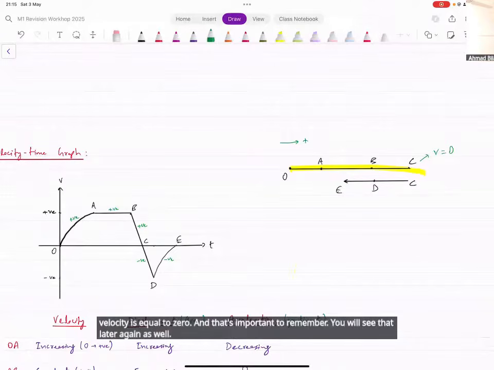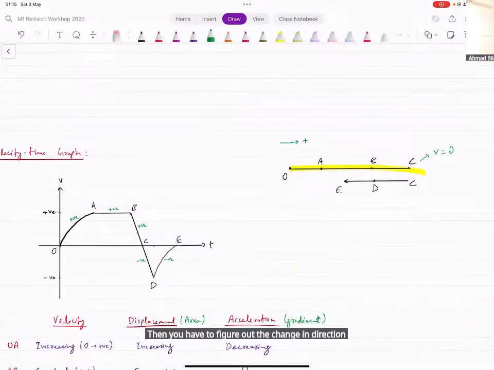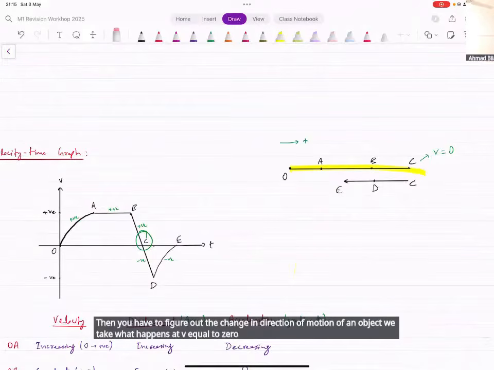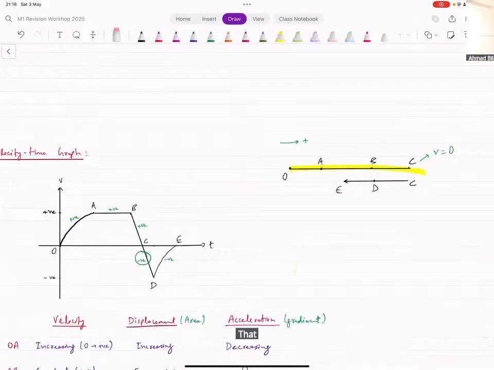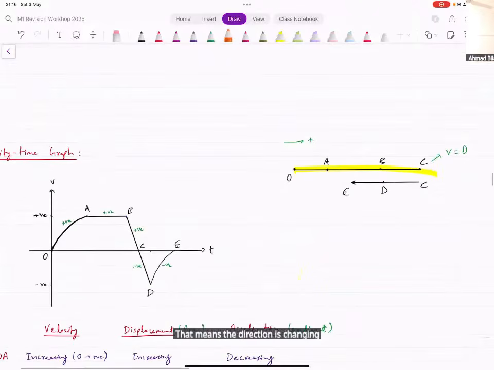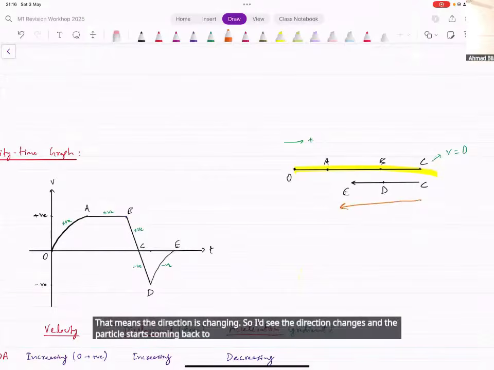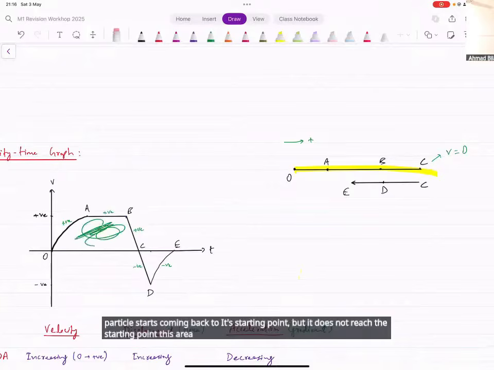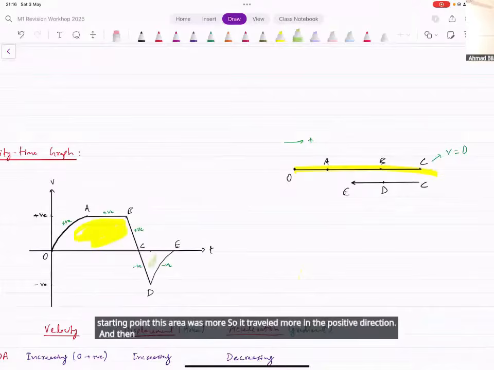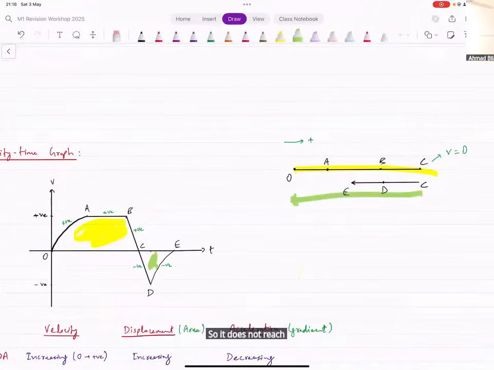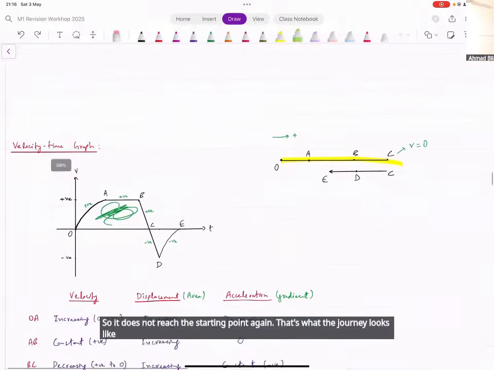When you have to figure out the change in direction of motion of an object, we check what happens at v equal to zero. So when v is equal to zero, that is the point when the direction changes, because the particle is going from positive velocity to negative velocity, or from negative to positive. That means the direction is changing. So at C, the direction changes and the particle starts coming back to its starting point, but it does not reach the starting point because this area was more. So it traveled more in the positive direction, and then on the way back, it traveled less. So it does not reach the starting point again. That's what the journey looks like. Okay, so that's the interpretation of this graph.